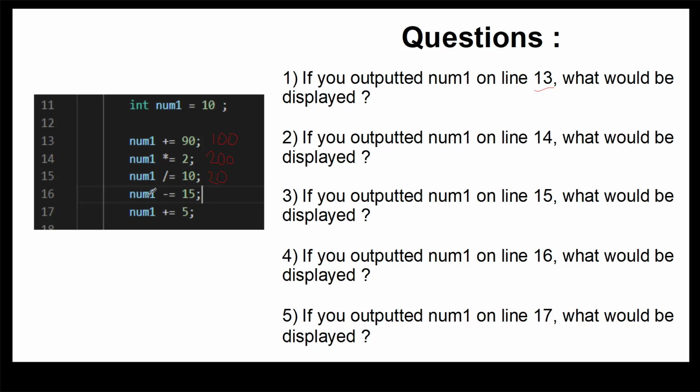Line 16, we're saying number1 minus equals is the same as saying number1 equals number1 minus 15, which would be 5. And then the last one is just adding 5 to number1 and then assigning it to number1, which means 10. So hopefully you got all of them right, and hopefully you're now familiar with these assignment operators. So if you do see them in an exam and you haven't seen them before, then you'll feel confident that you can still answer these questions.